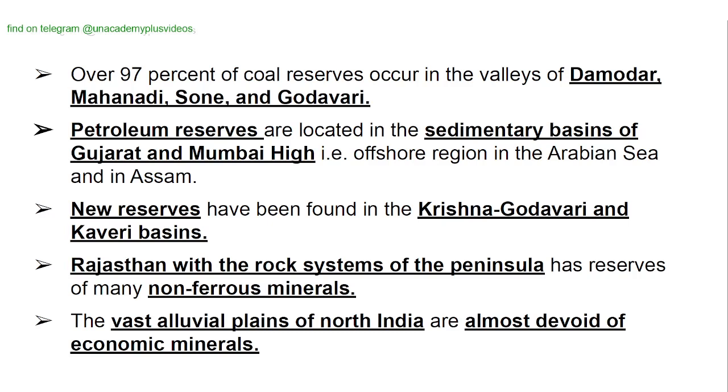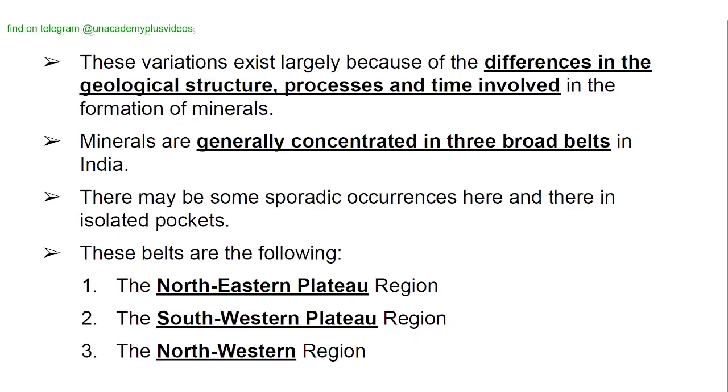Petroleum reserves are located in the sedimentary basins of Gujarat and Mumbai High, that is, the offshore region in the Arabian Sea, and in Assam. New reserves have been found in the Krishna, Godavari, and Kaveri basins. Rajasthan, with the rock systems of the peninsula, has reserves of many non-ferrous minerals. The vast alluvial plains of North India are almost devoid of economic minerals.